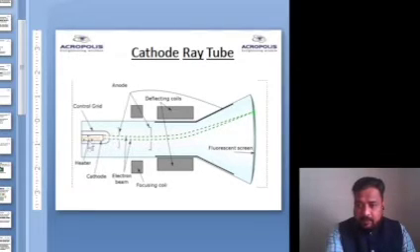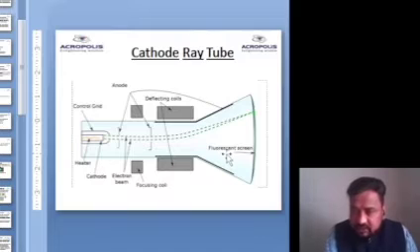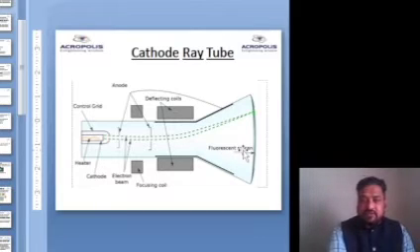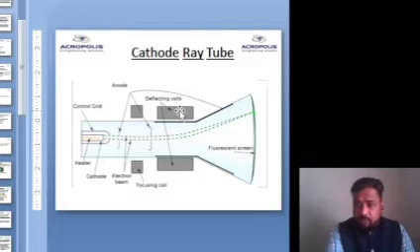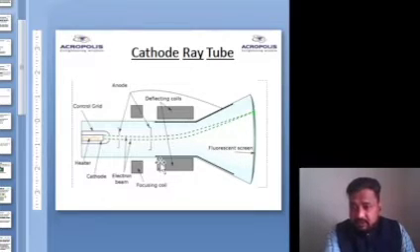This complete combination is called the electron gun. The electron gun will generate the electron beam. That electron beam will directly strike the screen of the monitor. This fluorescent screen is the screen of the monitor. Another thing you can see here is the focusing coil, the deflecting coils, and the anode.